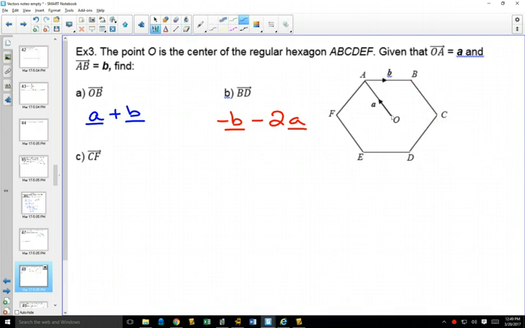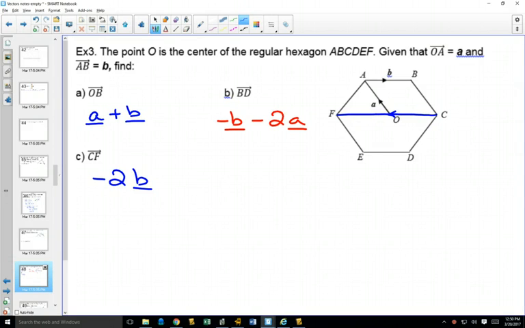C to F. Can you see that C to O is the same as B to A? And so going 2 in that direction, you could write it just as negative 2B. Some things about a hexagon.